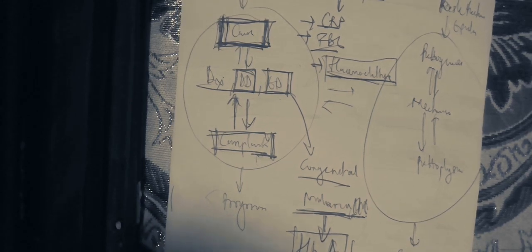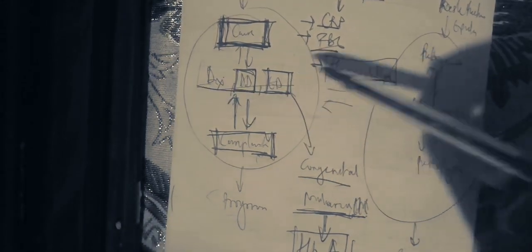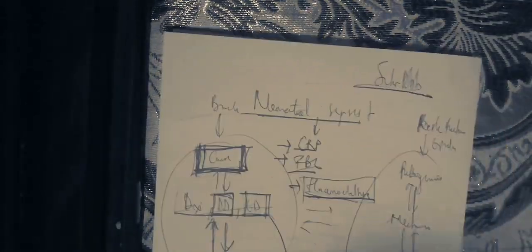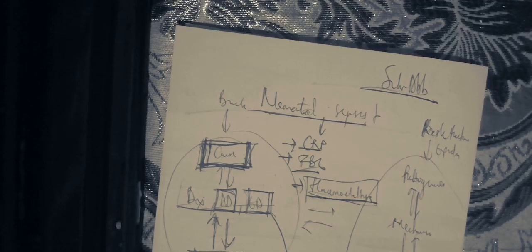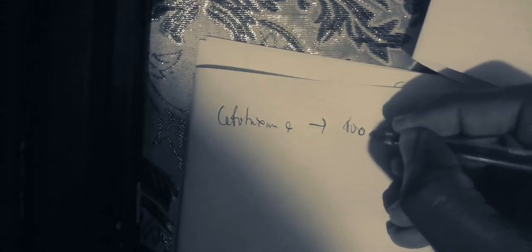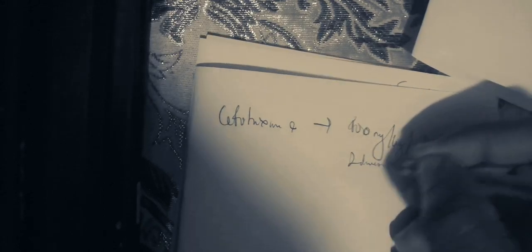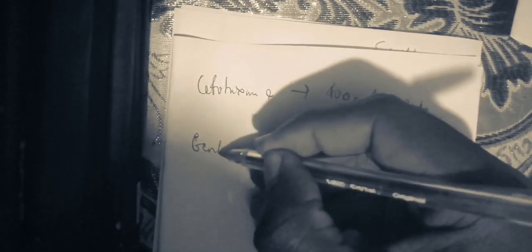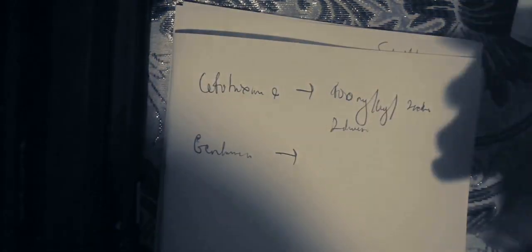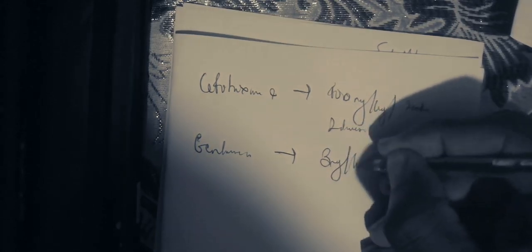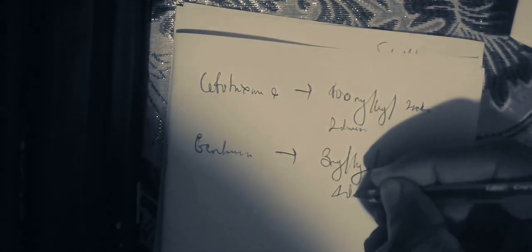Is it clear? And the systemic spread that you treat, you use a triple therapy of the following antibiotics. So the first antibiotic you use is cefotaxime. The dosage is 100 milligram per kilogram per 24 hours in 2 divided doses. Is it clear? The next one is gentamicin. The dosage for neonatal sepsis is 3 milligram per kilogram per 24 hours in a single dose.